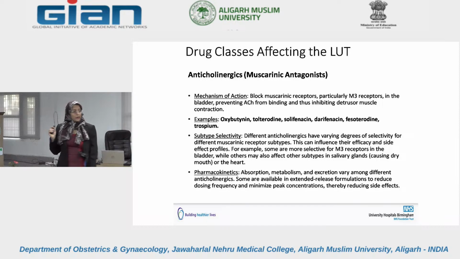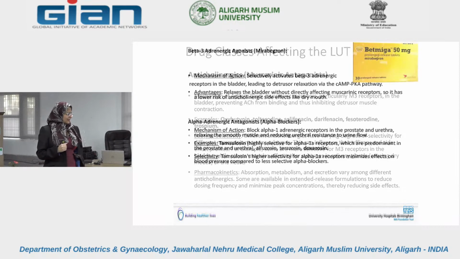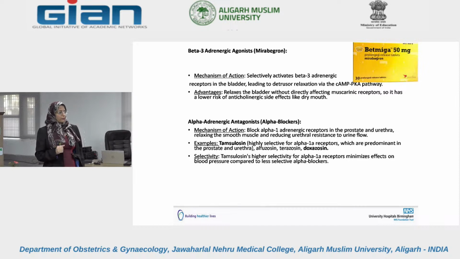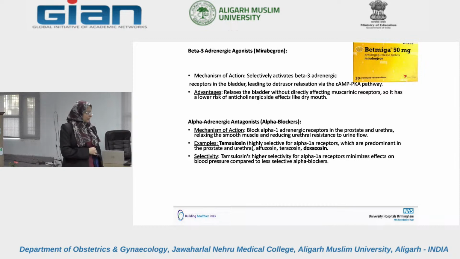So now we are talking about beta-3 receptor agonists, which is beta-3 agonist, you have to remember. And out of all that group, only one medication is used in the bladder. It is called Mirabegron. You must have it available here, Betmiga. So the most important thing you need to know about Mirabegron: it doesn't cause constipation, doesn't cause dry mouth, doesn't cause dry eyes, but it causes a rise in blood pressure.